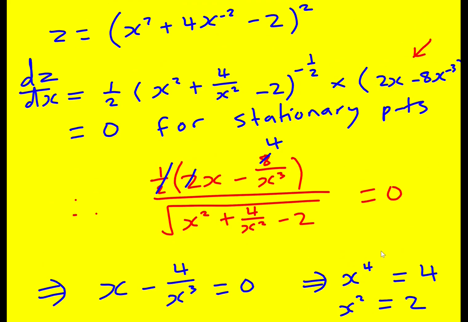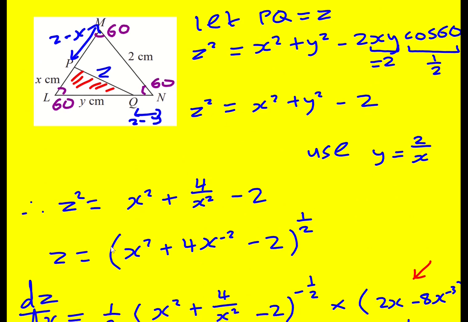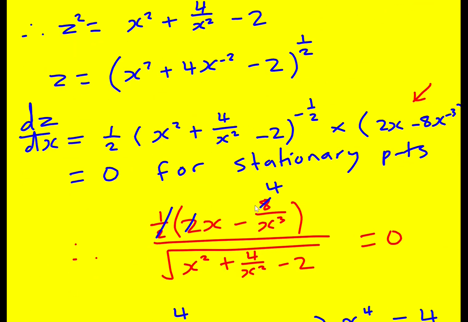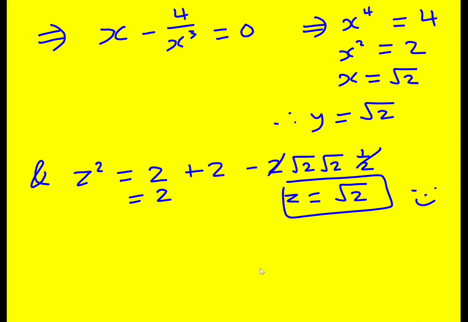Quite a few little steps there to do. I don't think that's easy. Apply the cosine rule, make z the subject, differentiate, find this, consider that the top is just equal to 0 to get x, and from that get y, and hence z.